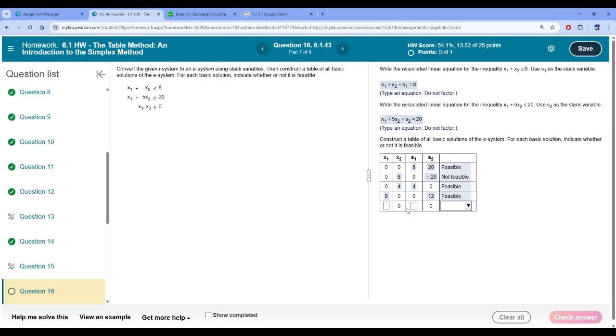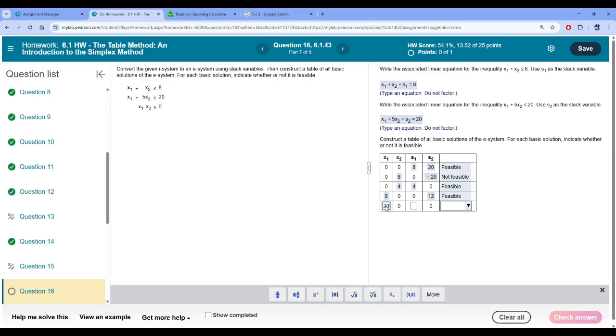All right, last but not least, well, I'm not even sure how many of these. X2 is 0 and S2 is 0. So those two are both 0. So that means that this is equal to 20. And then if I plug in 20 up there, 20 plus something equals 8. That's going to be a negative 12. And this is not feasible.